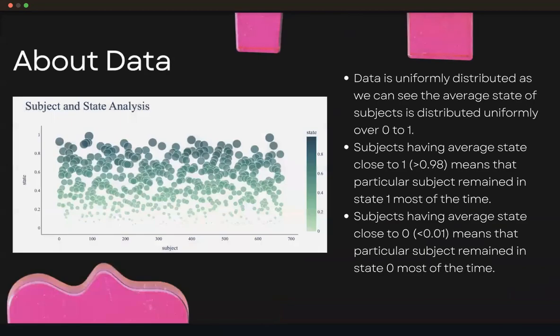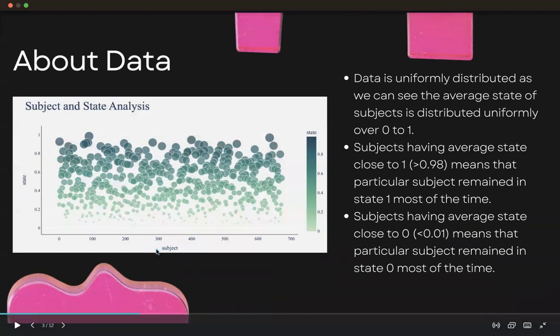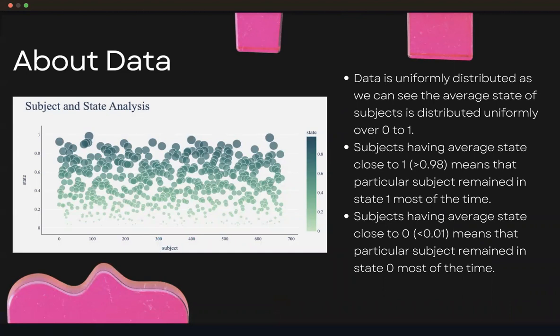Talking about the data itself, here we have plotted the data. The data is uniformly distributed, as you can see, but the plot is about the average state of a subject. On the y-axis is the average state, and this is the subject. Each subject has a unique ID, and a subject can occur multiple times in the data set. So each subject has a different state. We have plotted the subject versus state, and the state here is the average state of that subject.